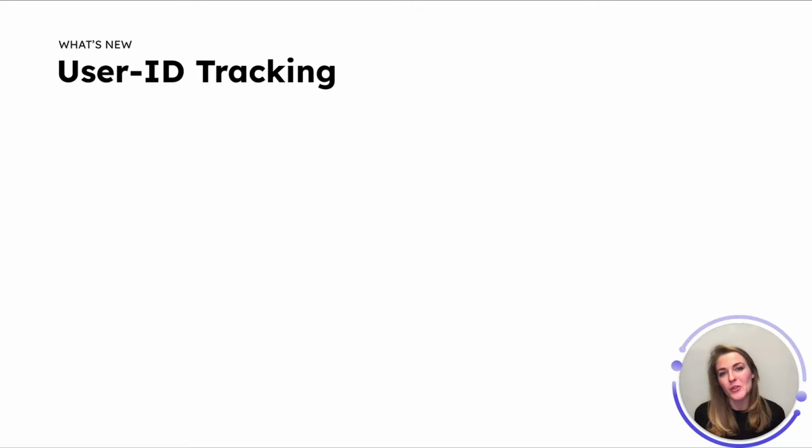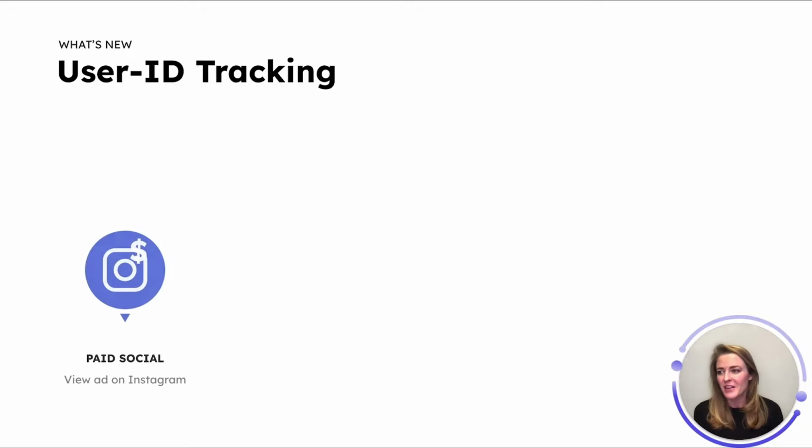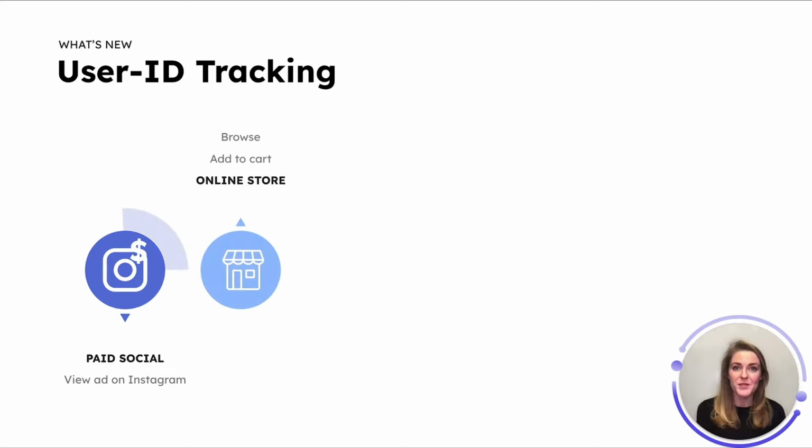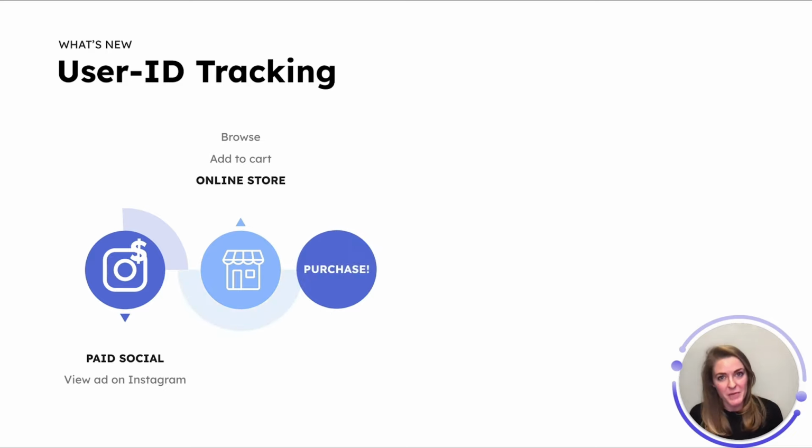Google Analytics also offers enhanced user ID tracking. All marketers wish the path to purchase looked really simple, something like this. First of all, a user might discover us on paid social through an ad on Instagram. They might browse and add to cart on the online store, and then they might make a purchase.